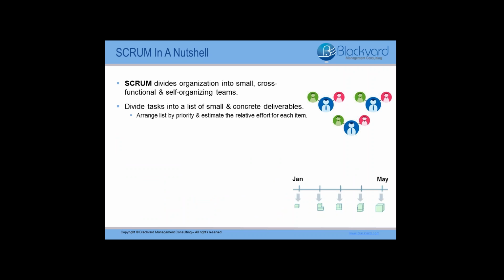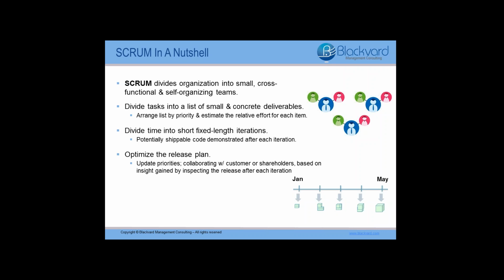So instead of a large group spending a long time building a big thing, you have a small team spending a short amount of time building a small thing, but integrating regularly to see the whole. Another important aspect of Scrum is that all the work done is iterative and incremental. So it's splitting time into short, fixed-length iterations and potentially shippable code demonstrated after each iteration. And we're going to talk about this in a little greater detail in just a moment.